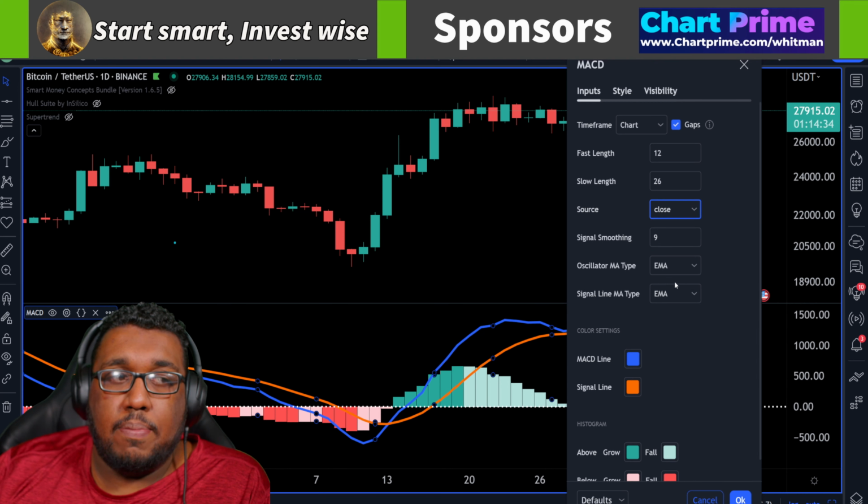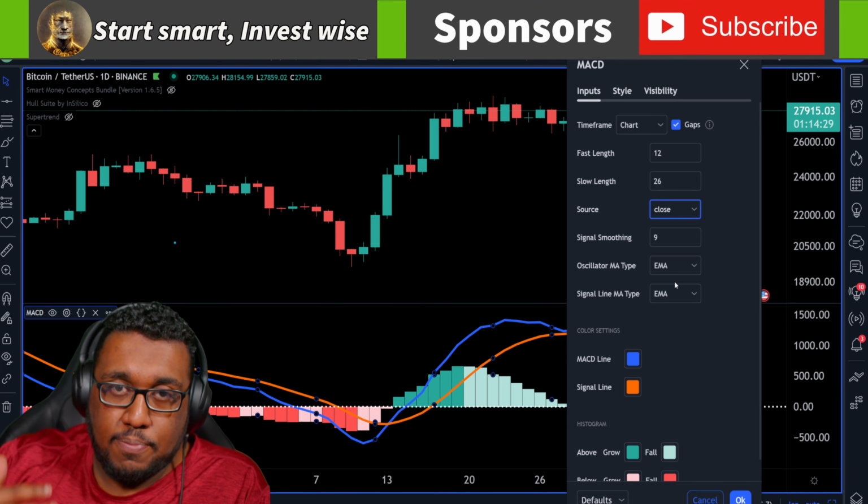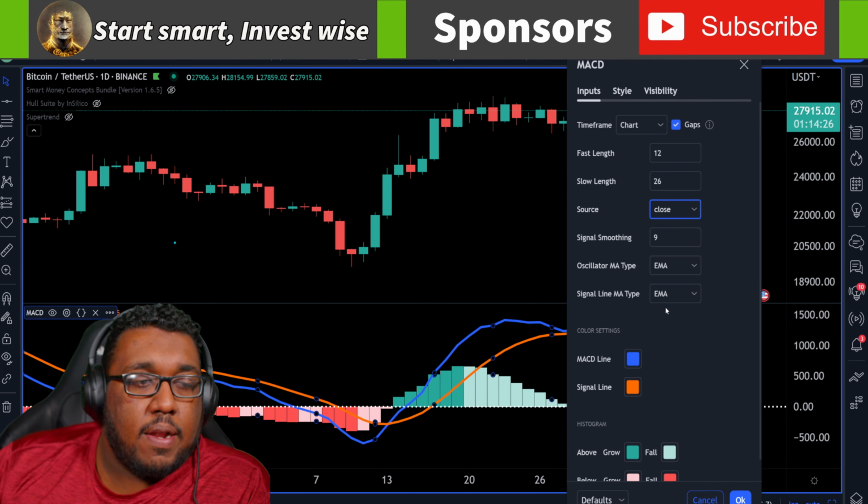Close is usually the best thing because that is the price of the candle at the end of the time frame, right? So it's closed, it's permanent. You don't have to worry about it.